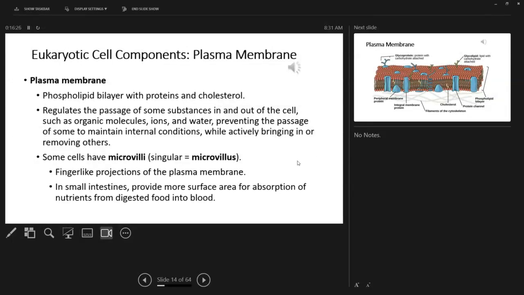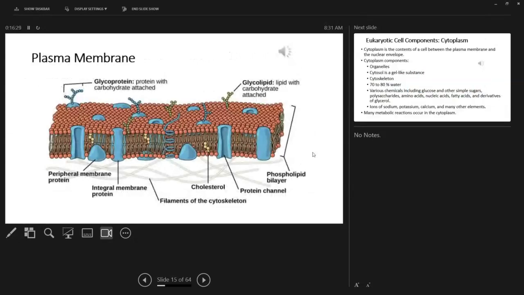What else? We'll have a lot more to say about the plasma membrane, but here's a diagram of it. This phospholipid bilayer is shown here. Each one of these symbols represents a phospholipid molecule. Remember, that's similar to a fat or triglyceride molecule. It has a glycerol head, but instead of 3 fatty acid tails like a fat molecule, it has only 2.